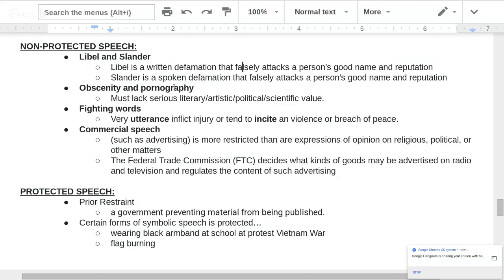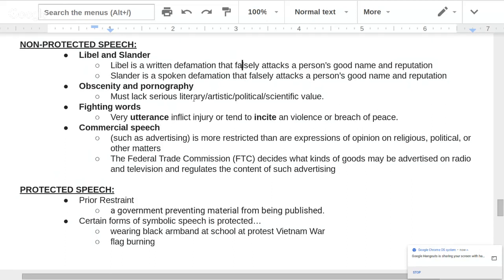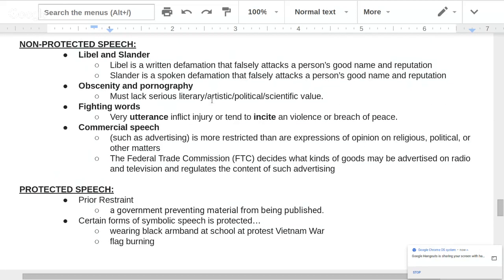Underneath is obscenity and pornography. It really just states that it must lack serious literary, artistic, political, or scientific value. For example, if you have a picture of a nude man, no judging, it's a piece of art, and some people might say that this is pornography or obscenity, but they have to prove that it lacks literary, artistic, political, or scientific value. That's pretty much it.